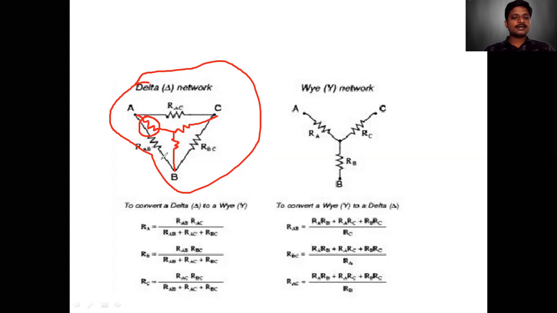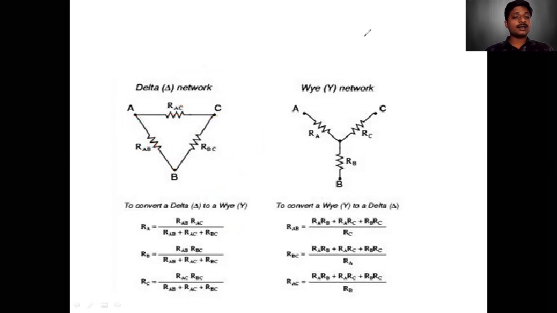Okay. So here, let us take this as RAB. For example, if you want to convert this delta into a star and you have named it as RA, so here you can see RA. RA is equal to RAB into RAC divided by RAB plus RAC plus RBC. That you have to write. Then that will give you RA. Similarly, you can find the value of RB and RC. Okay, that is delta to star conversion.